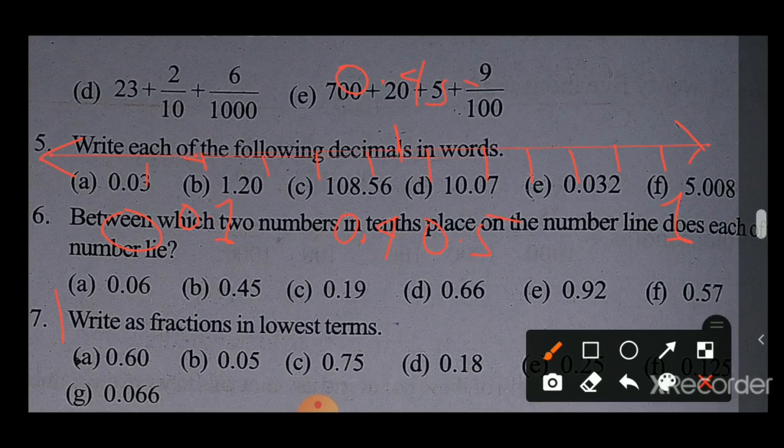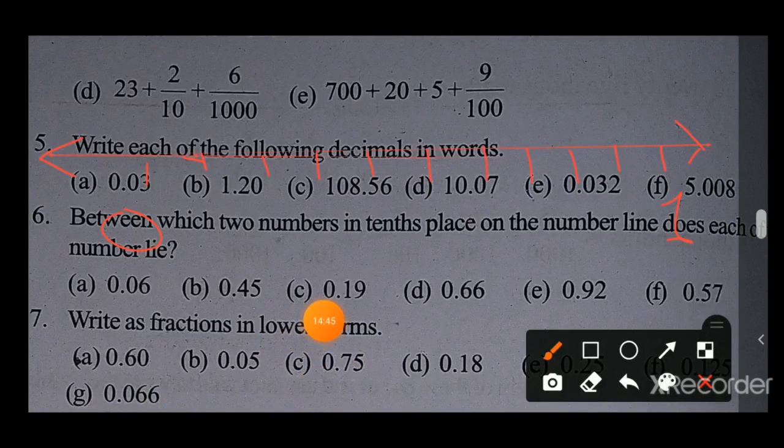So the solution for the B part is what? 0.45 lies in between 0.4 and 0.5. This is the solution for the B part.